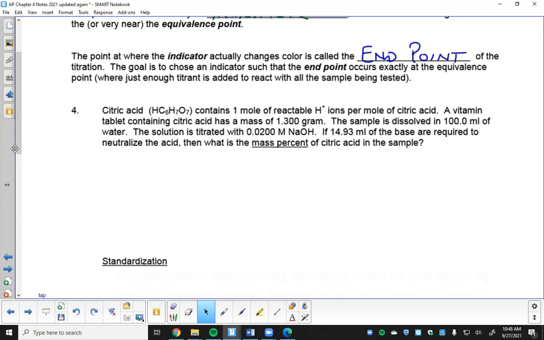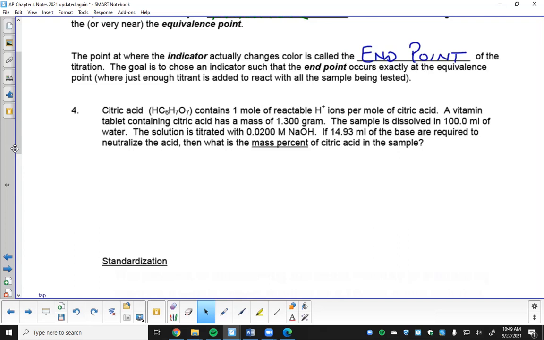Not quite to the equivalence point yet. That was one drop and it lingered. Ooh, it kind of stayed pink. So I'm really close now. I give it one more drop. Oh, that was two. And we're a faint pink. That might be pretty good.